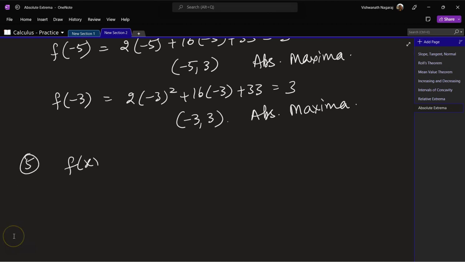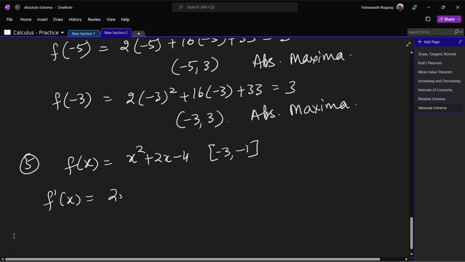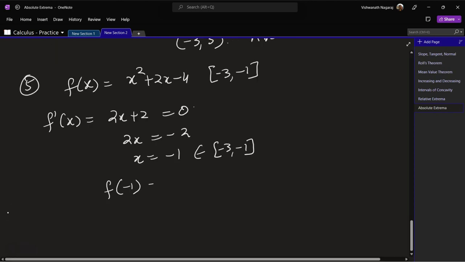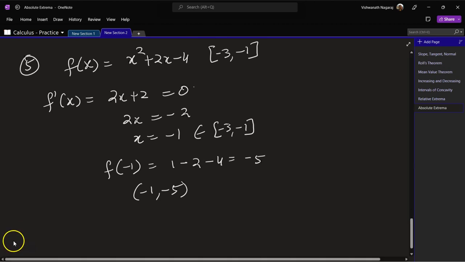Okay. Fifth one, f of x is equal to x square plus 2x minus 4 in the interval minus 3 comma minus 1. F prime of x is equal to 2x plus 2. Equate it to 0, we get 2x equal to minus 2, x equal to minus 1. And minus 1 again belongs to this closed interval minus 3 to minus 1. So, f of minus 1 is going to be 1 minus 2 minus 4, which is minus 5. The point minus 1 comma minus 5 is the point at which the slope is 0.